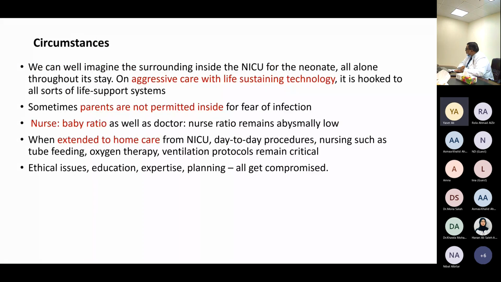There are some circumstances that can affect palliative care management and planning. As we all know, the surroundings inside the NICU for a neonate involve aggressive care and life-sustaining technology with all sorts of life support systems. Also, sometimes parents are not allowed to come inside for fear of infection. The nurse-baby and doctor-nurse ratios are still low sometimes. When care extends to home from the NICU, issues for day-to-day procedures and nursing, such as tube feeding, oxygen therapy, and ventilation protocols, remain critical. In addition to ethical issues, education, expertise, and planning can all affect care.